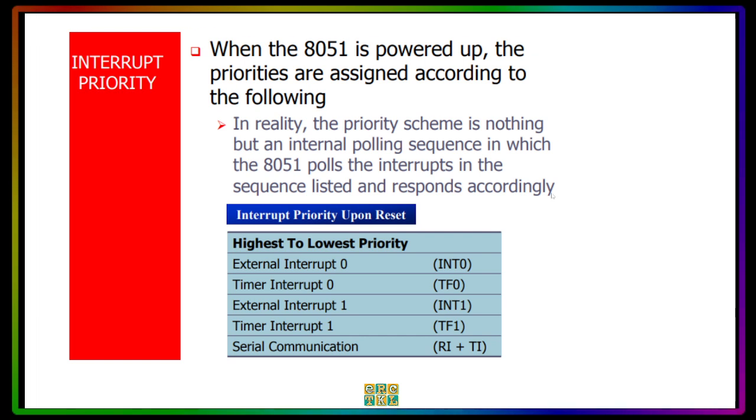Now, when the 8051 is powered up, the priorities are assigned according to the following. In reality, the priority scheme is nothing but an internal polling sequence in which the 8051 will check or monitor the interrupts in the sequence listed here and respond accordingly. So it will first check the external interrupt 0 or INT0, followed by TF0, then INT1, and then TF1 before checking the serial communication. This is upon powering up, so the priorities are assigned according to these priority positions, having the external interrupt INT0 as the highest and serial communication as the lowest.